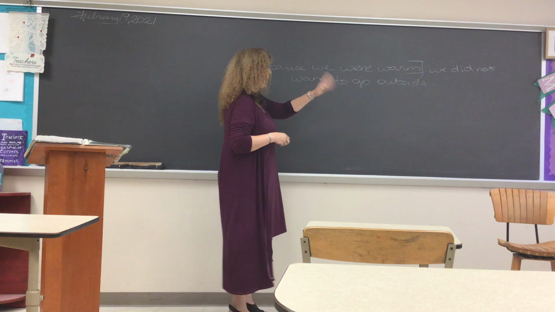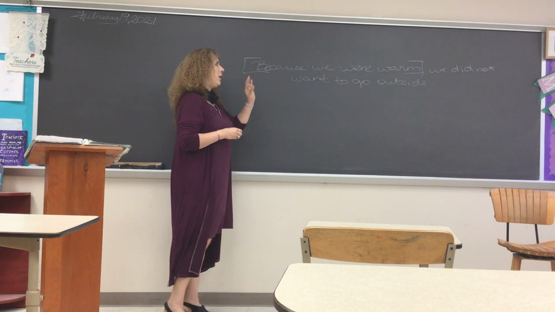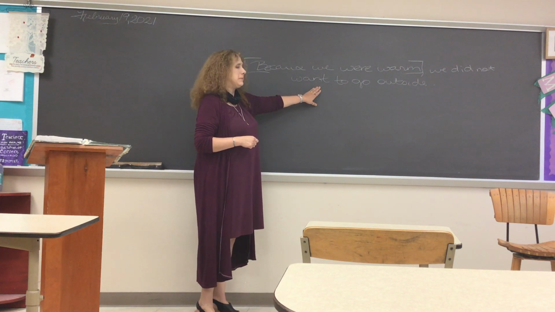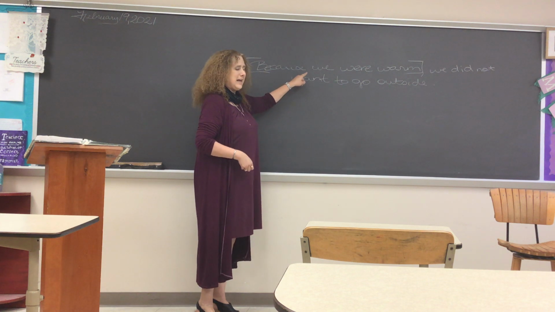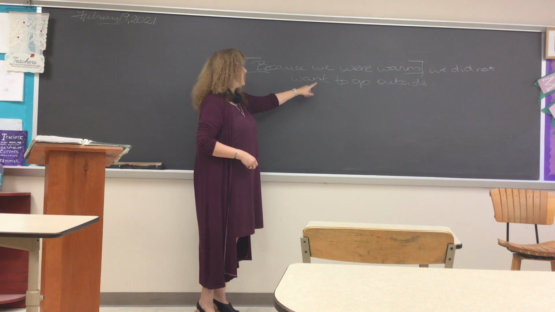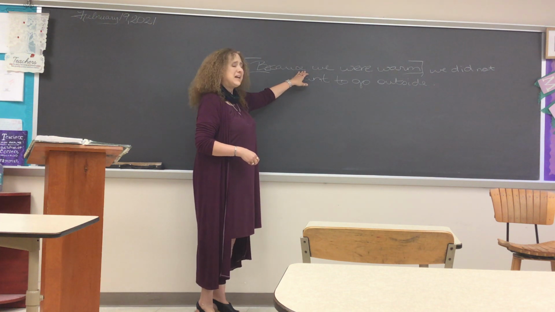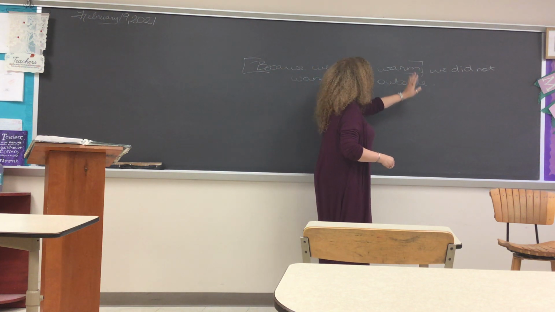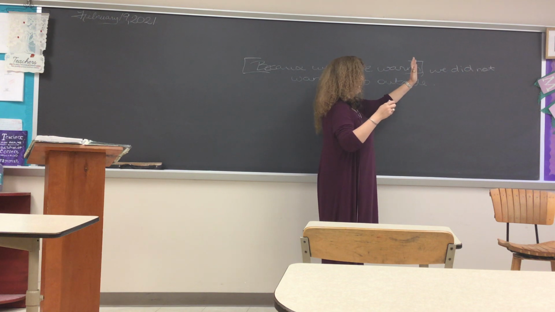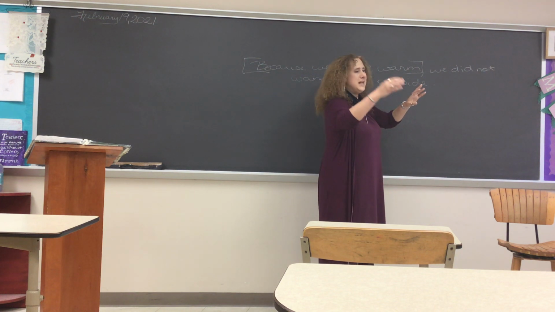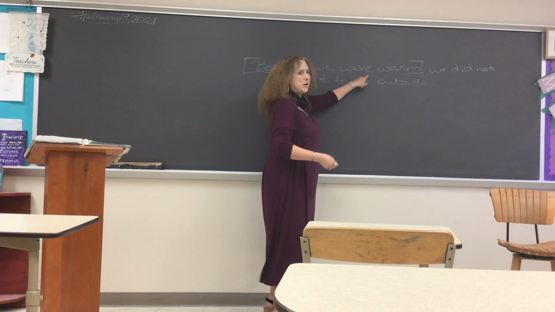Because we were warm, comma, we did not want to go outside. However, if I were to put this at the end of the sentence, we did not want to go outside because we were warm, this is what we consider an essential or restrictive dependent clause. And at the end of the sentence, it does not get a comma because it's necessary to meaning. If this were in the middle of a sentence, because it's necessary, it would receive no commas either.